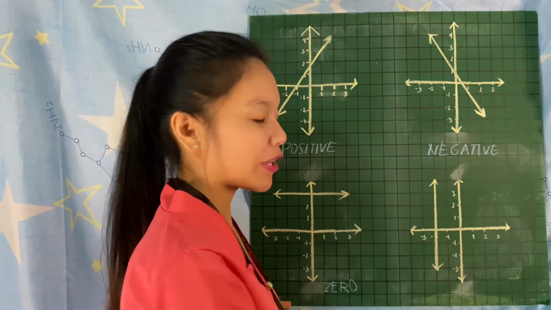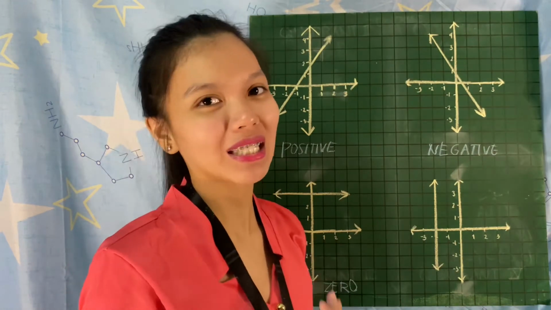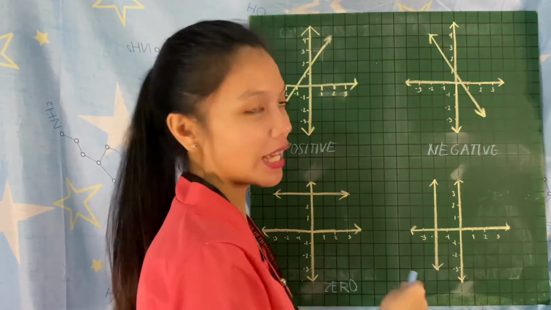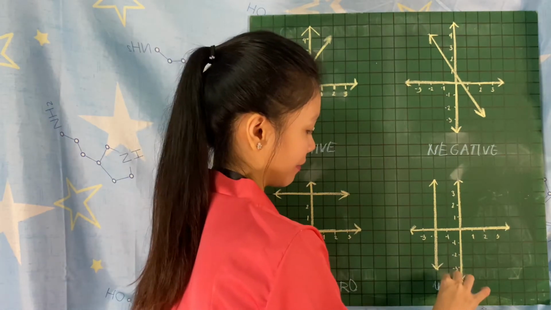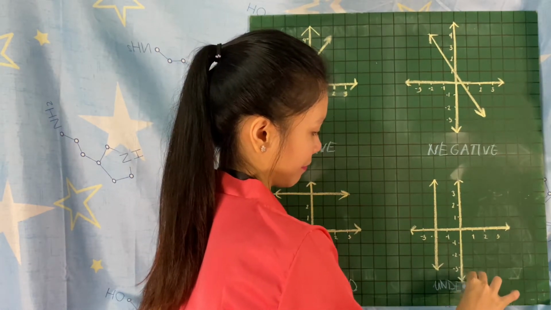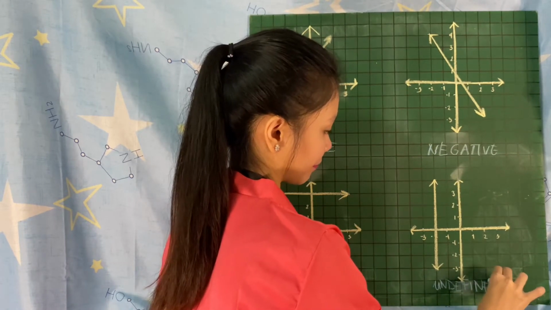And kapag siya naman ay vertical line, which is straight po dapat, hindi slant, the slope is undefined. So, always remember the four types of slope. First is the positive slope, kung saan siya ay pataas from left to right. The second is the negative slope, kung saan siya ay pababa from left to right. If it forms a horizontal line, the slope is 0. And if it forms a vertical line, the slope is undefined.